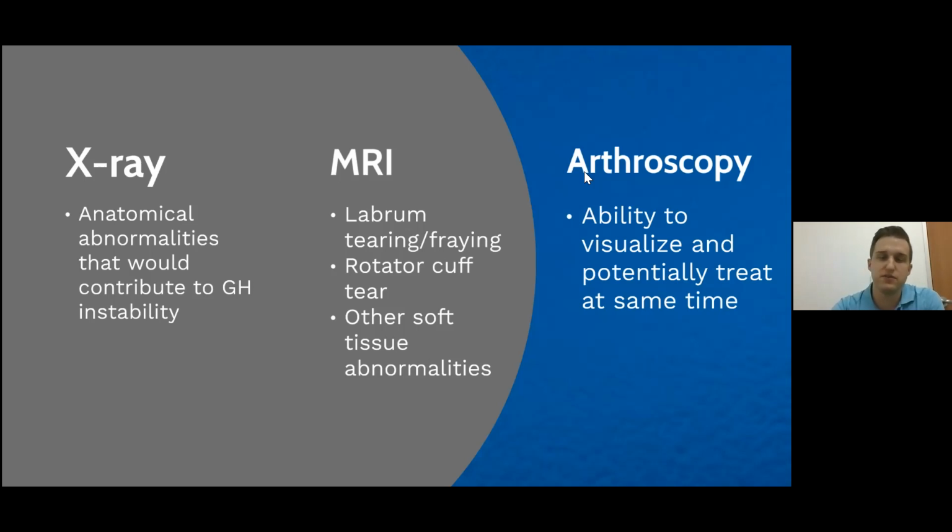MRI is a big one too. You're more looking for any kind of soft tissue abnormalities. I kind of mentioned that last, but any kind of compromise with the labrum, whether there's tearing, fraying, any kind of separation that could contribute to instability as well. And then rotator cuff tears.